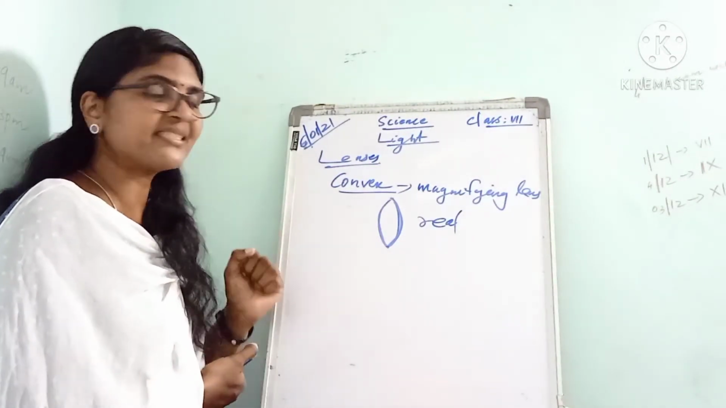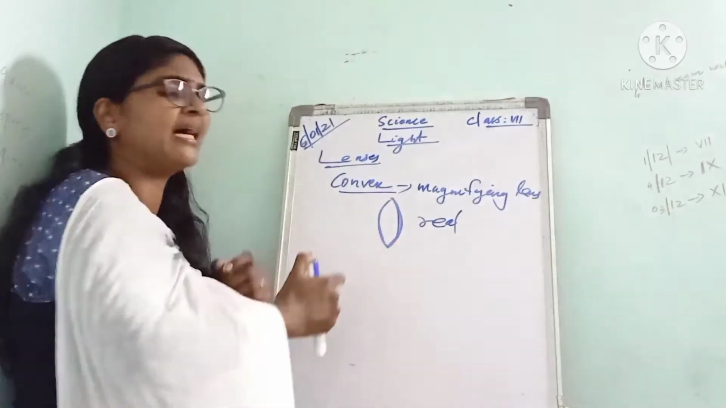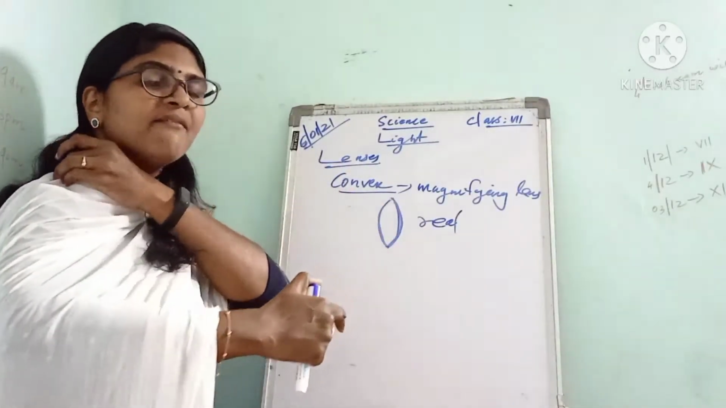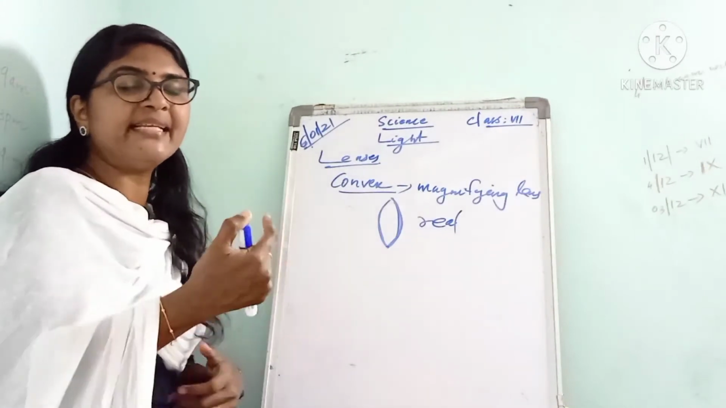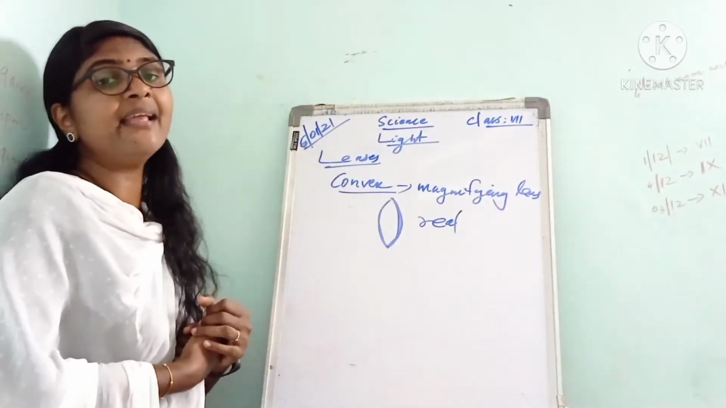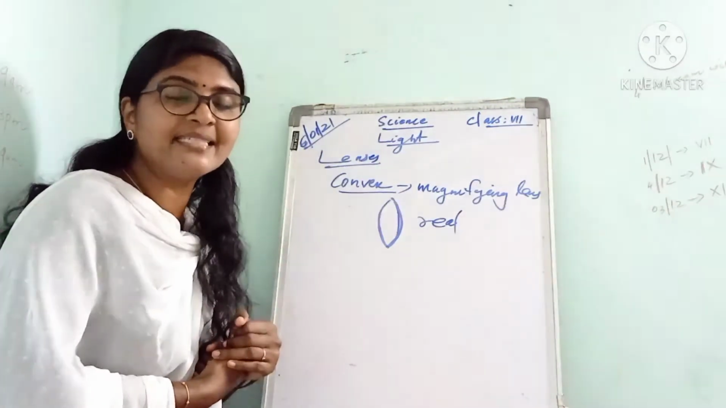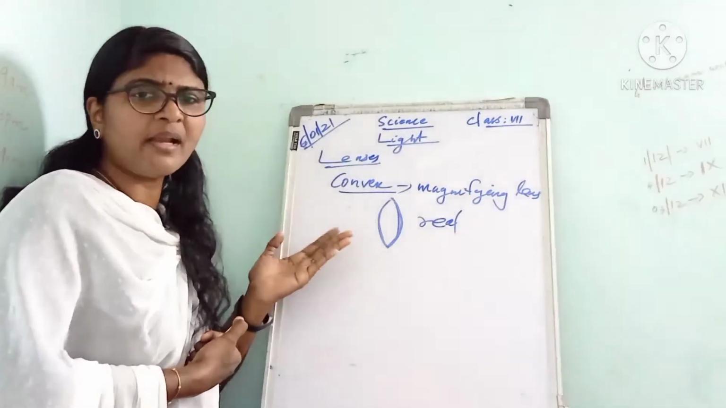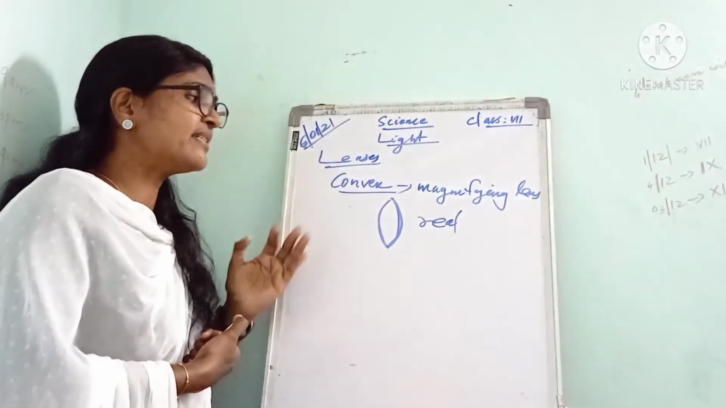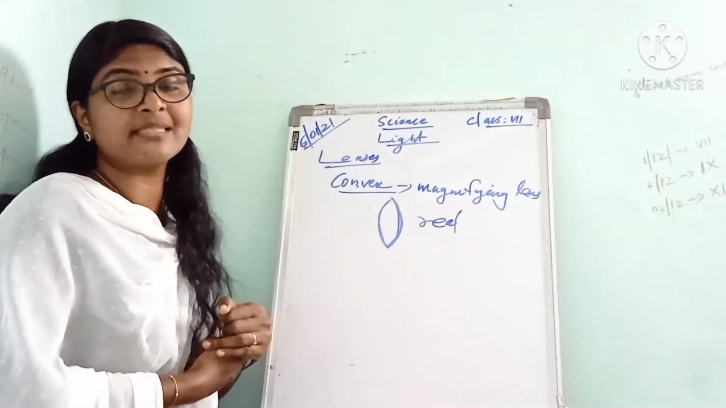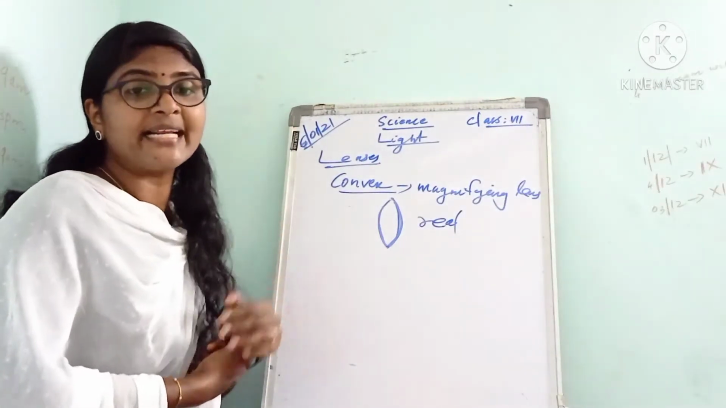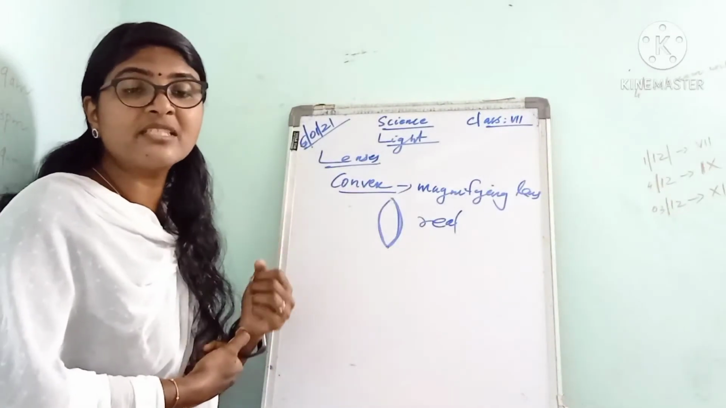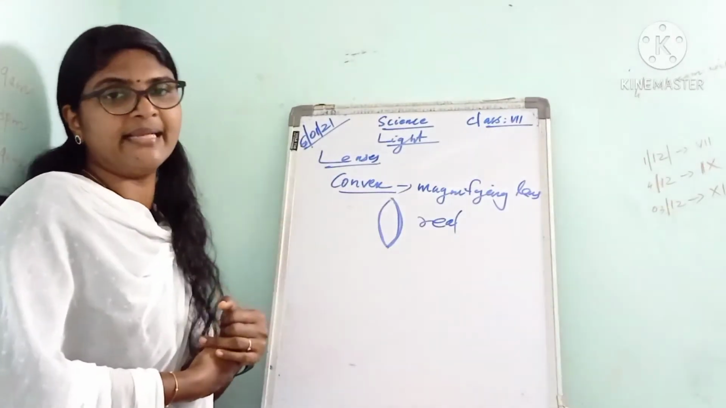Listen to it. In a convex lens, both the surfaces are convex, and it is thicker at the center than at the edges. Since the image formed by the convex lens can be captured on a screen, it is a real image, formed by the actual rays of light that pass through the lens.